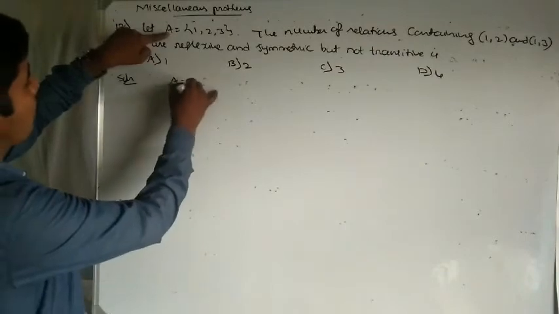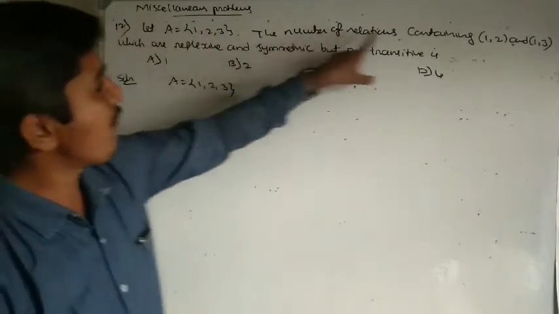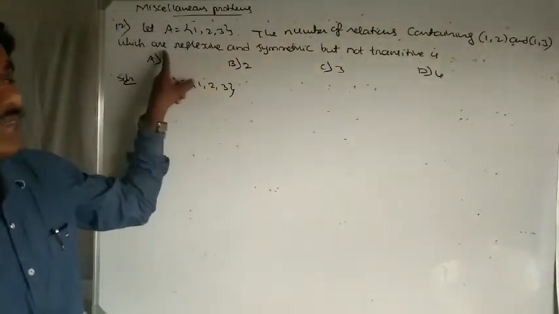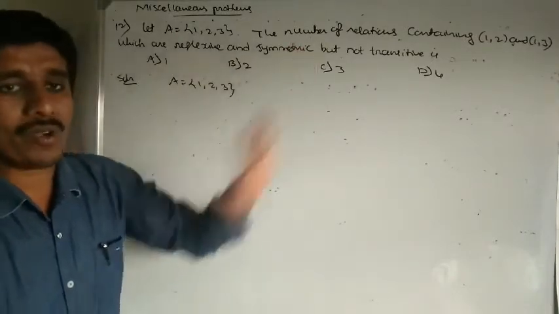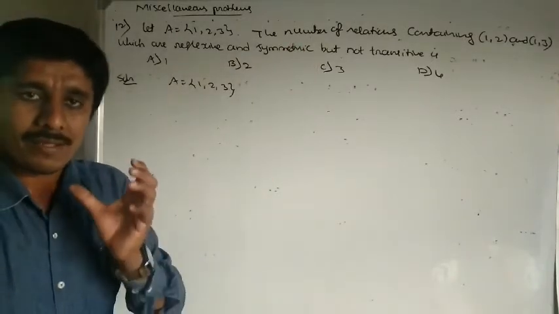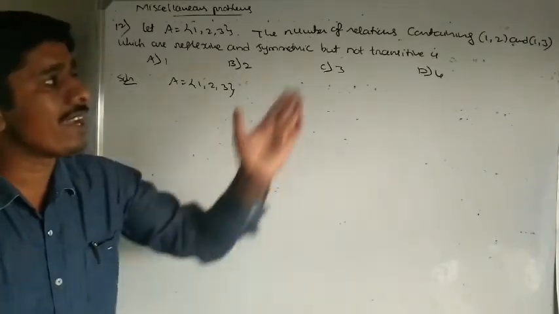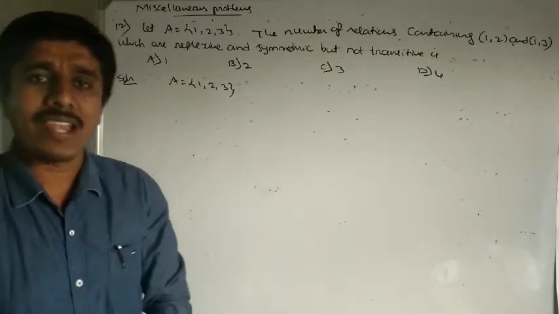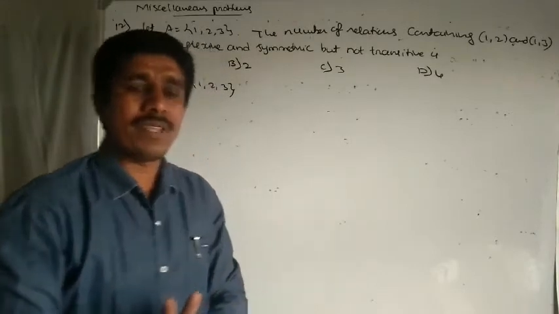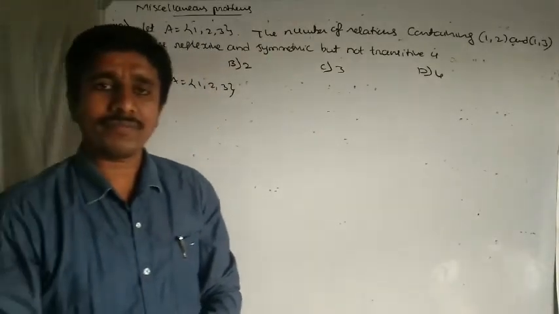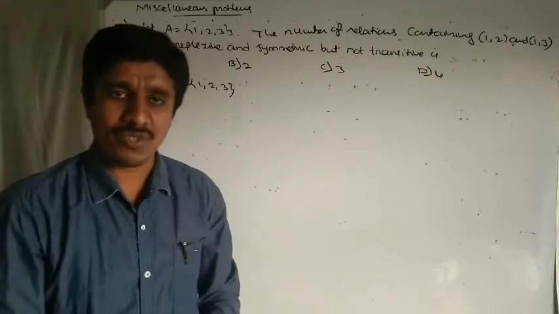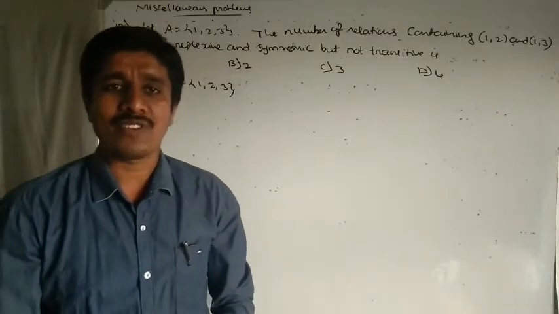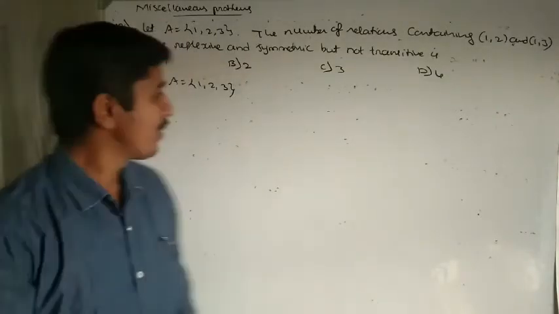So here we have set A equal to 1, 2, 3. The number of relations, that relation must contain (1, 2) and (1, 3), which are reflexive and symmetric but not transitive. We have to find the number of relations that must contain the two elements (1, 2) and (1, 3). We know that reflexive means every element of the set is related to itself. Symmetric means if (a, b) belongs to R, then (b, a) belongs to R. Transitive means if (a, b) belongs to R and (b, c) belongs to R, then (a, c) belongs to R.